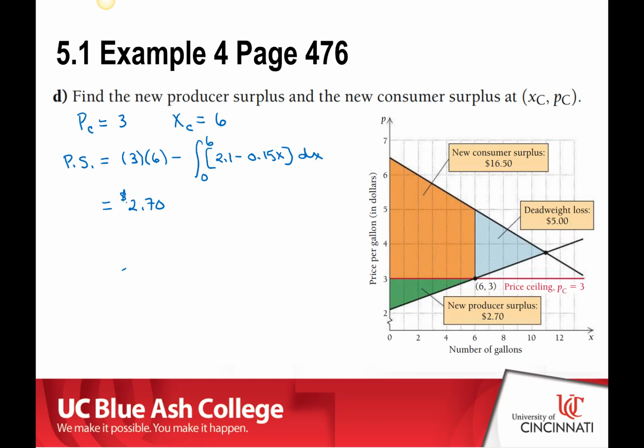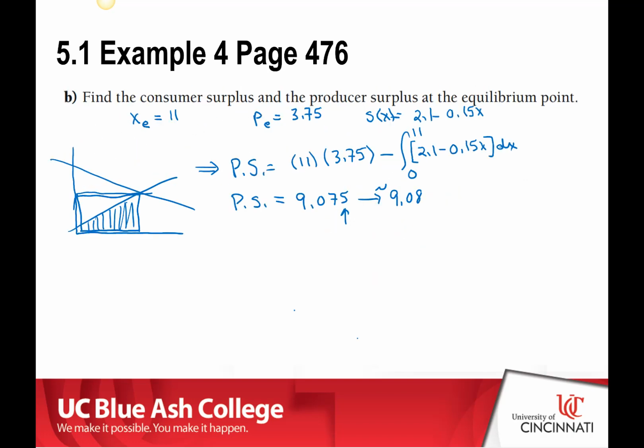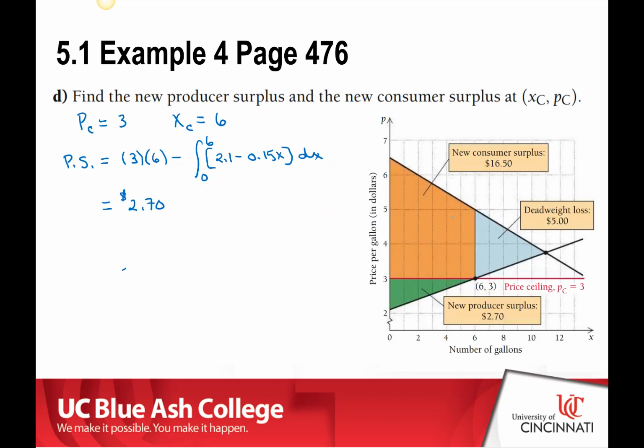The producer surplus works out to be $2.70 per customer. So notice that the amount that the producer is realizing as a surplus is significantly less than what they had before. Before, the producer surplus was about $9.08 a customer. Now it's down to $2.70 a customer. So they're losing a chunk of money here.